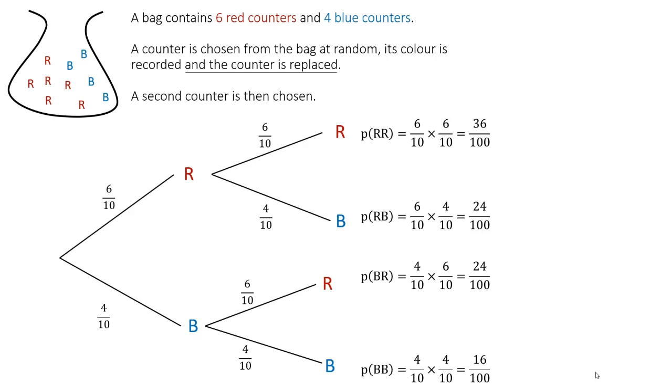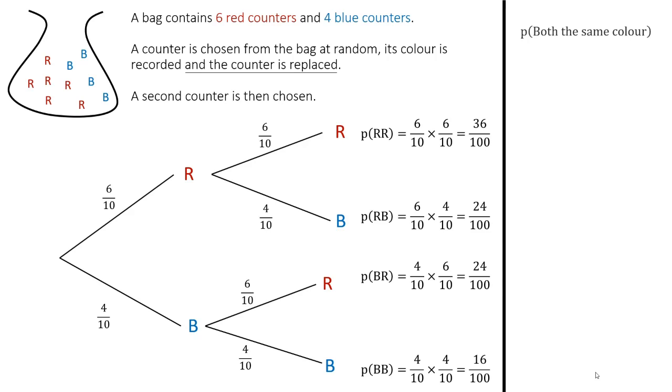There are more probabilities we can find than just these, however. Yes, maybe we were interested in red then red, red then blue, blue then red, or blue then blue, but there are other ones we could find. For example, we could look at the probability that both the counters are the same colour. Now, both the counters being the same colour means that either we've got red then red, or we've got blue then blue. When we're looking at red then red, that's 36 out of 100 chances. And when we're looking at blue then blue, that's 16 out of 100 chances.